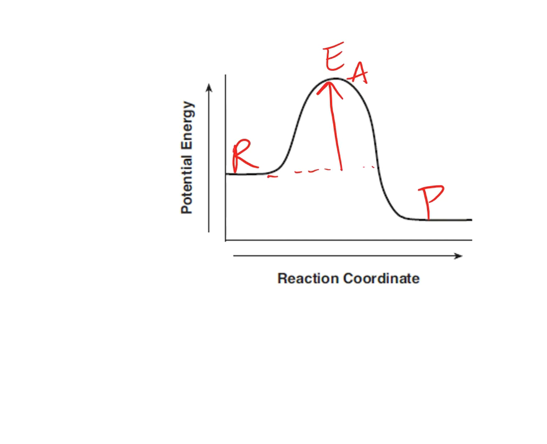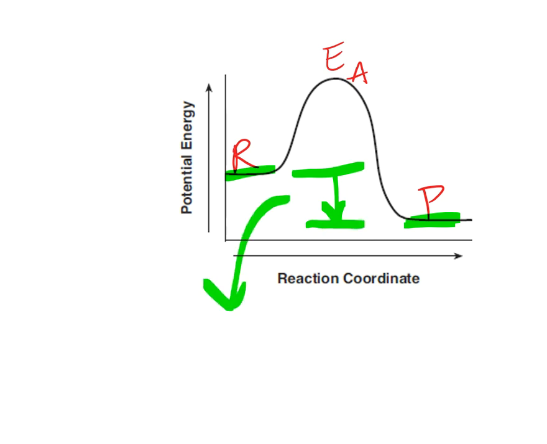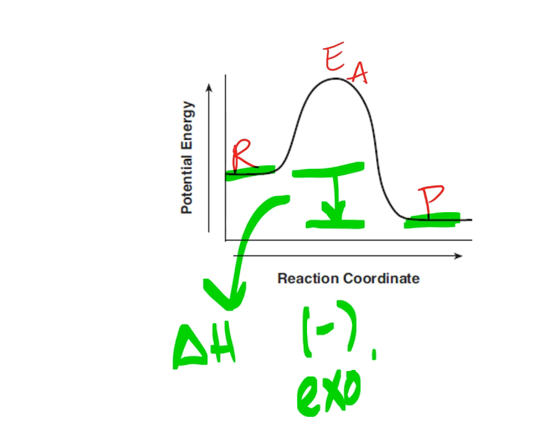But if I'm just trying to indicate whether this is endothermic or exothermic, I want to look at the difference between my products and my reactants. This difference will represent my delta H. In this case, because my products are lower in energy than my reactants, I'm going to end up with a negative delta H, which indicates I'm dealing with an exothermic reaction. So for endothermic, the product is higher. For exothermic, the product is lower than the reactant.